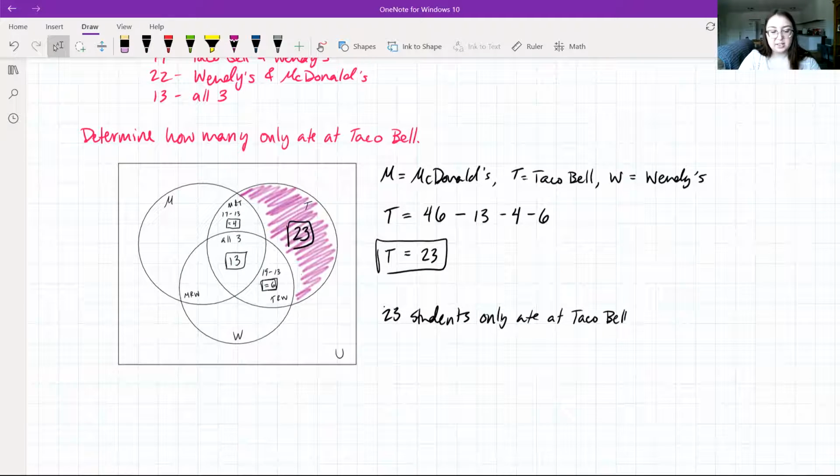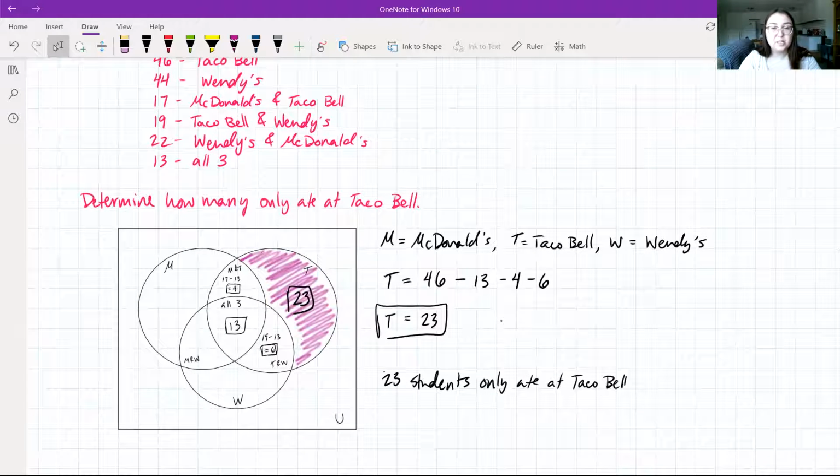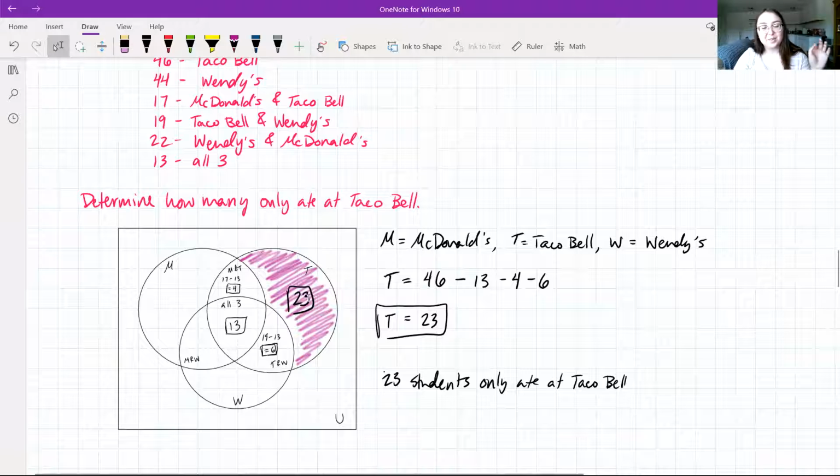Since we were only asking to determine how many people only ate at Taco Bell, we only needed to really find the regions that Taco Bell reached. So we really only needed to find these values here so we could determine this value, because we know that this entire circle was 46. So we just need to find the missing parts to calculate our value. Now, since practice is always important, we found the answer to our question. Now let's just calculate the rest of the values.